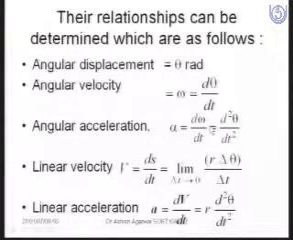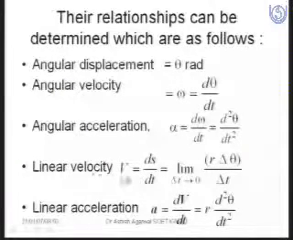Now these are the various terms which you can study. Angular displacement is defined in terms of theta. Angular velocity is defined as omega, which is the differentiation of theta with respect to time. Angular acceleration is denoted by alpha. This is the differentiation of omega with respect to time, or the double differentiation of theta with respect to time.